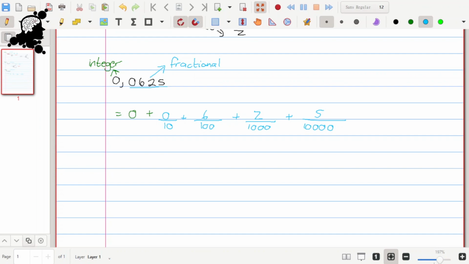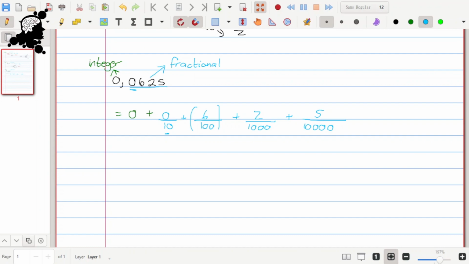Notice that despite the fact that we have a 0 here, we still need to include it. If you decided to start with 6 over 10, that's wrong, because the 6 comes after the 0. So we need to make sure that we respect the order in which our decimal values appear. Otherwise, you're going to end up with an answer which is very much incorrect.